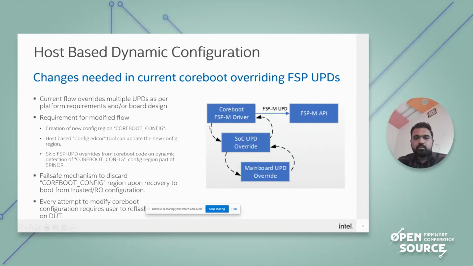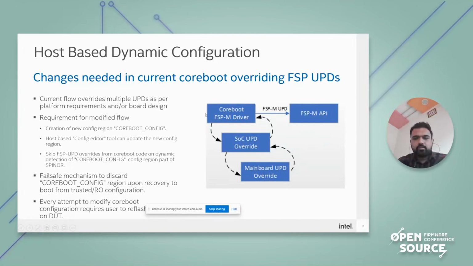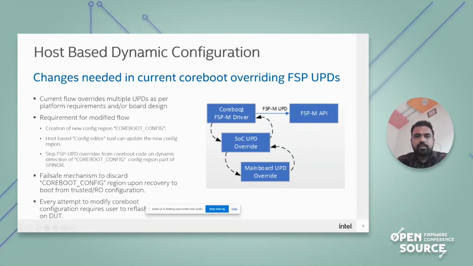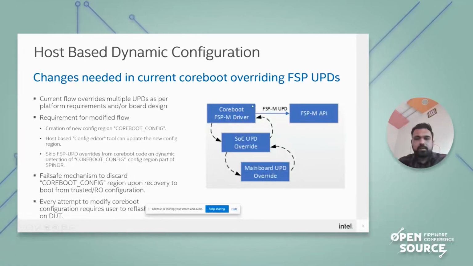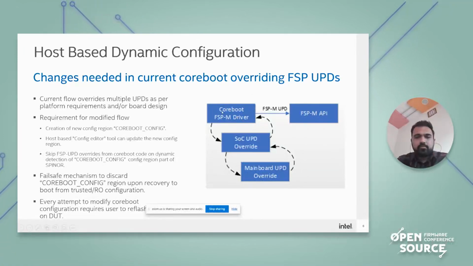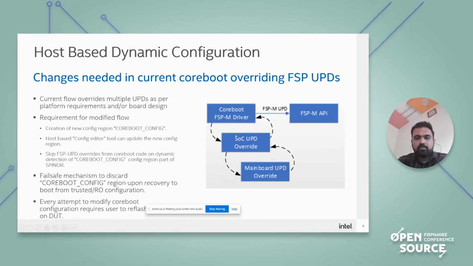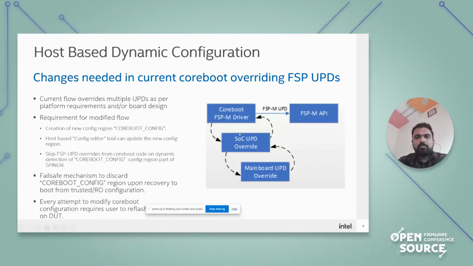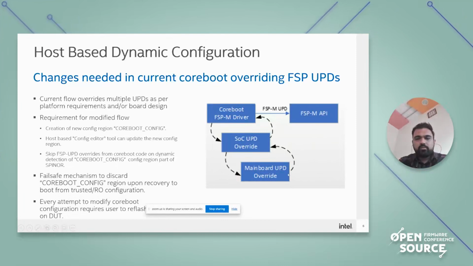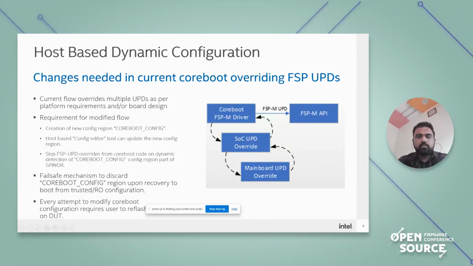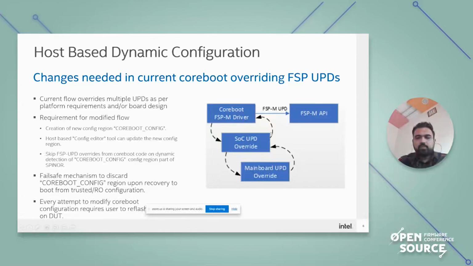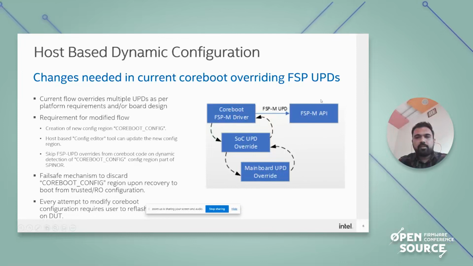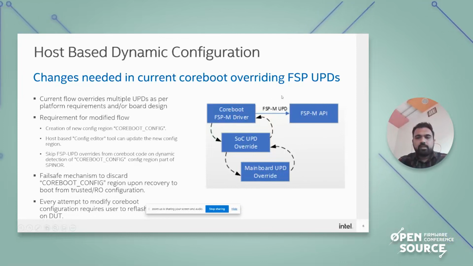As you can see, once Coreboot is executing the FSPM driver code, it reads the default UPD values from the SPI. Once it has read them into the buffer, it passes that buffer to the SOC override code. From SOC, it will override the UPD values based on the platform configuration. Then it will pass the same buffer to the mainboard code to override the UPD values as per the mainboard design. Once all this modification is done, the FSPM driver will call into the FSPM API with the updated buffer. So this is the current flow.